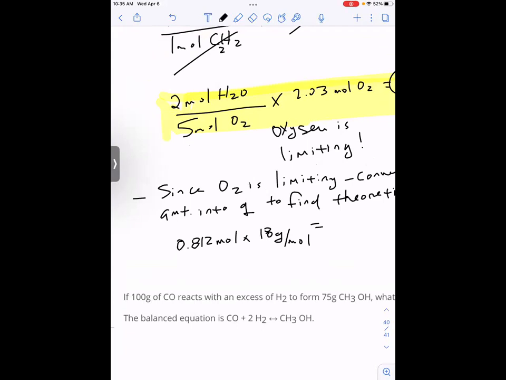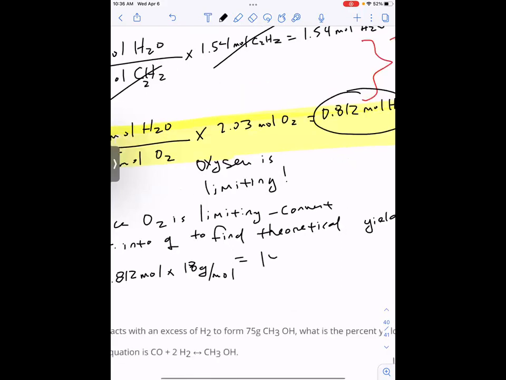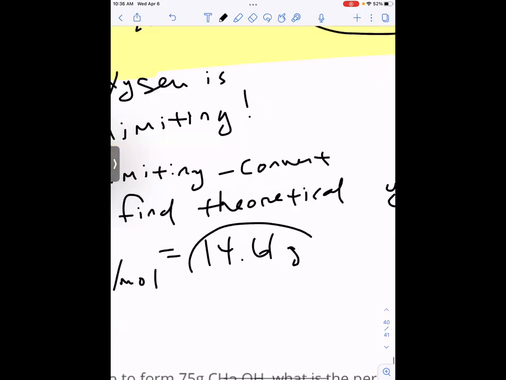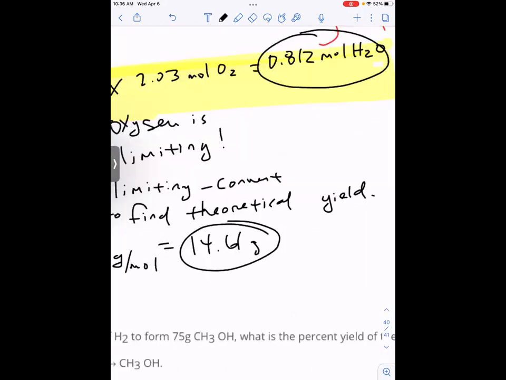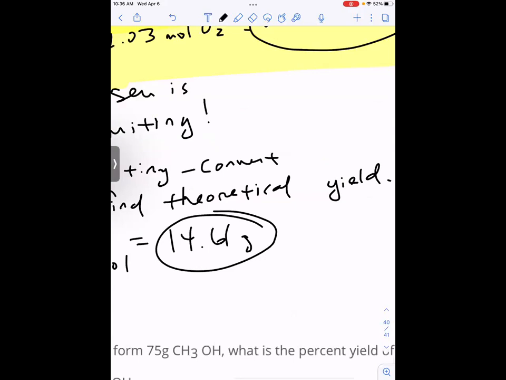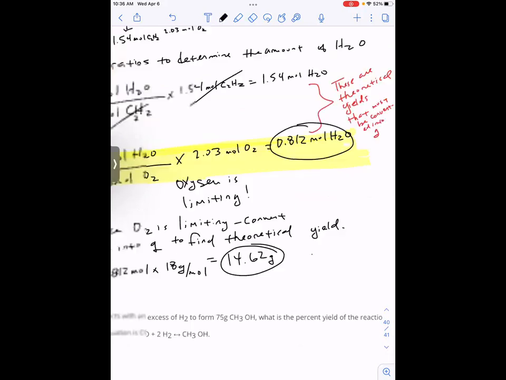Wait, we're just multiplying those two numbers, right? 0.812 times 18. Okay, I got 14.61 grams. Well, right, 14.62 once you round. Anybody not following this? So that's my theoretical yield.